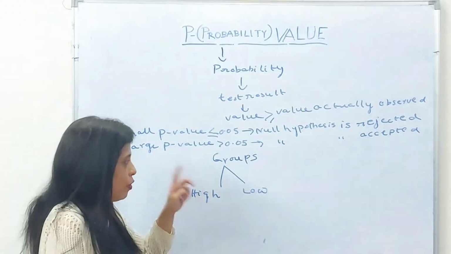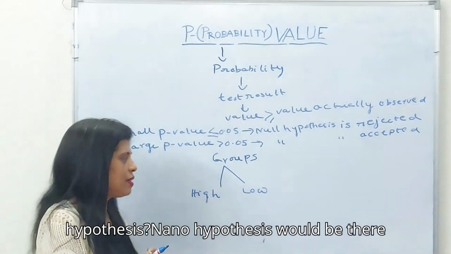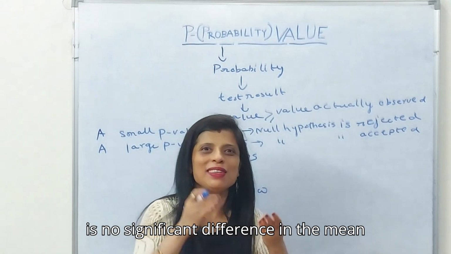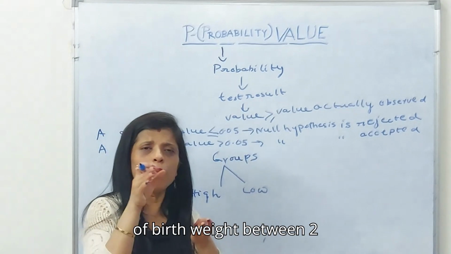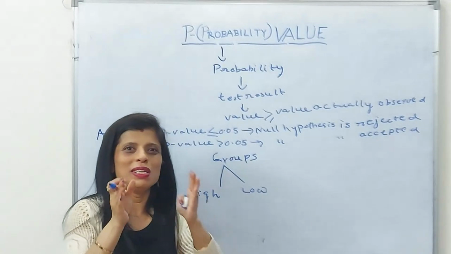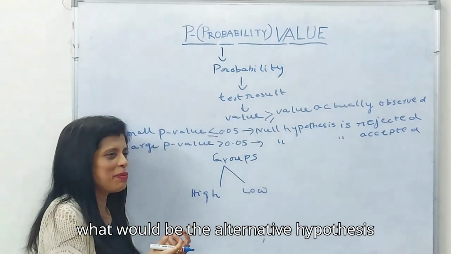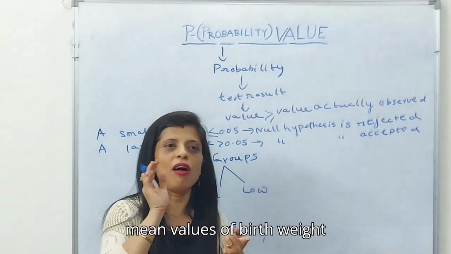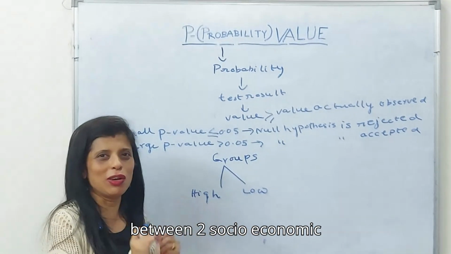First you have to set up the null hypothesis. What would be the null hypothesis? The null hypothesis would be there is no significant difference in the mean values of birth weight between the two socio-economic groups. And what would be the alternative hypothesis? There is a significant difference in the mean values of birth weight between the two socio-economic groups.